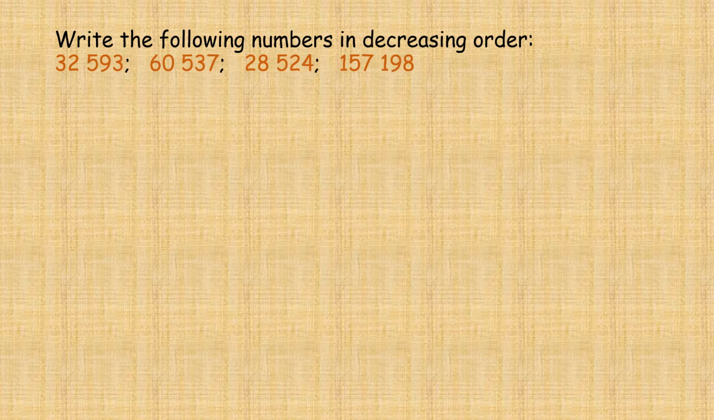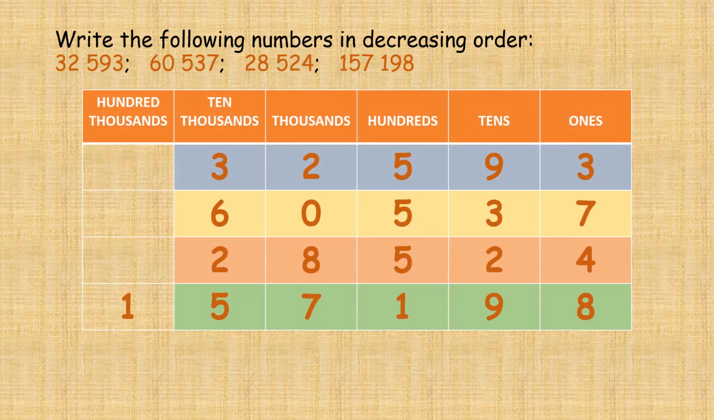Next, write the following numbers in decreasing order, or from greatest to least. Again, we line up the number according to the place value and we begin comparing from the highest place value. Since 157,198 is the only number with the 100,000s value, we mark this number as number 1. Then, compare the three other numbers in 10,000s place.